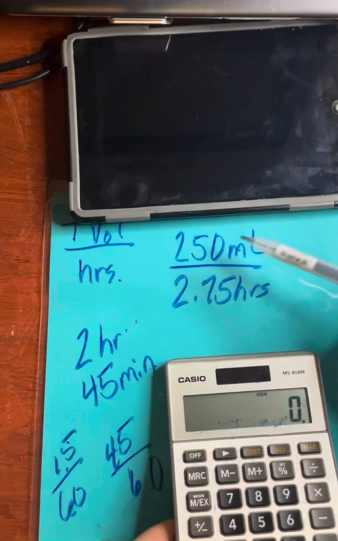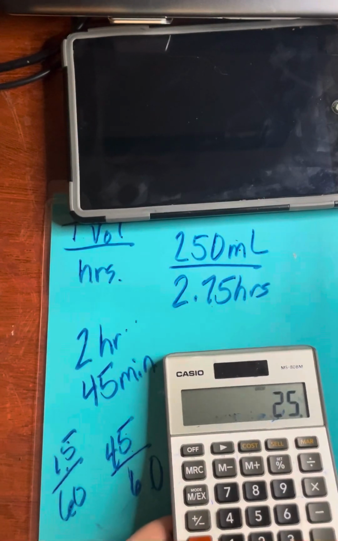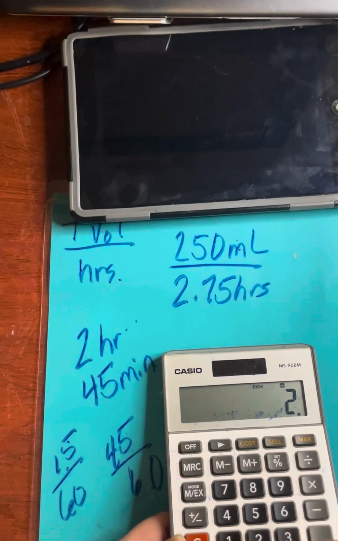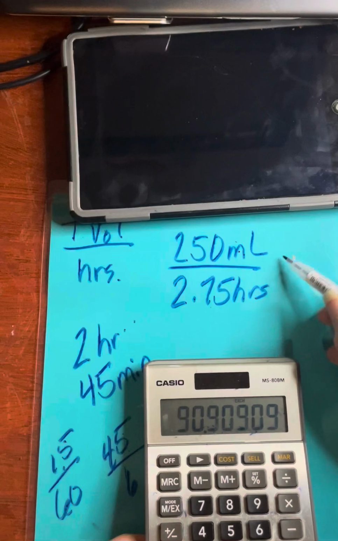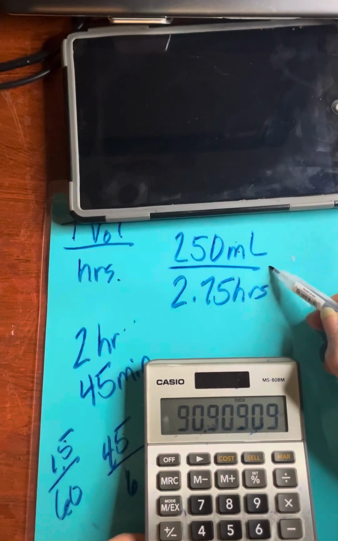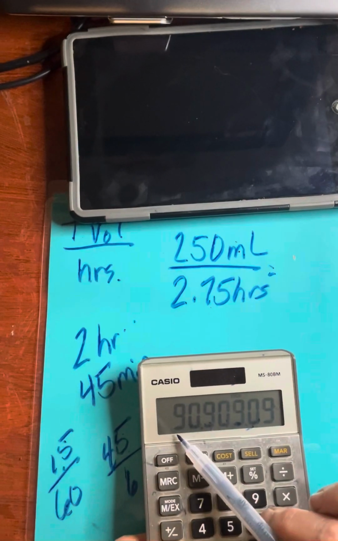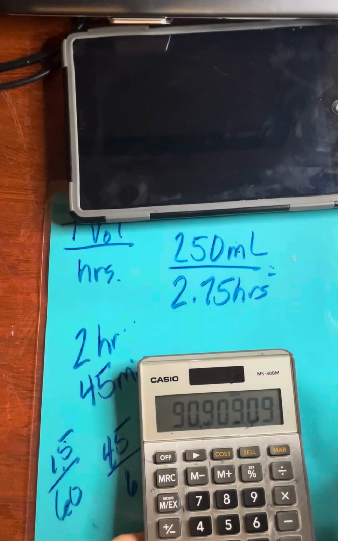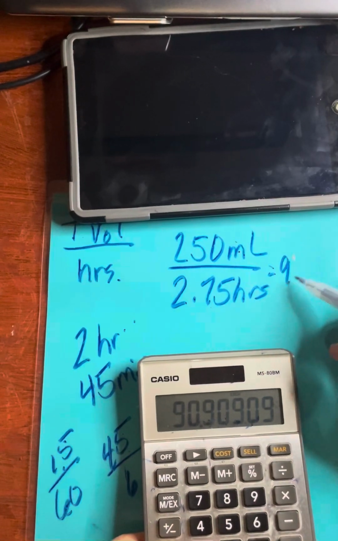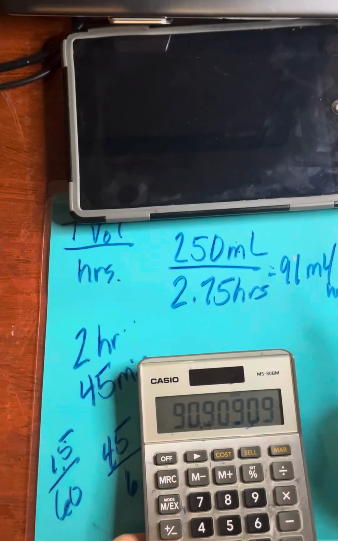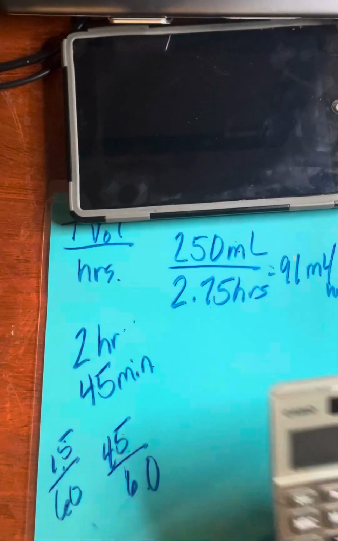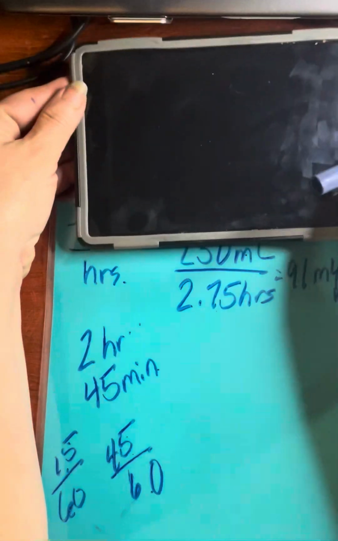So we're going to do this divided by that. 250 divided by 2.75 equals, look. And this is milliliters an hour. It will be 90.9, which would round up to 91 milliliters per hour. I know y'all saying, what? But just let's finish this and I'm going to show you something.